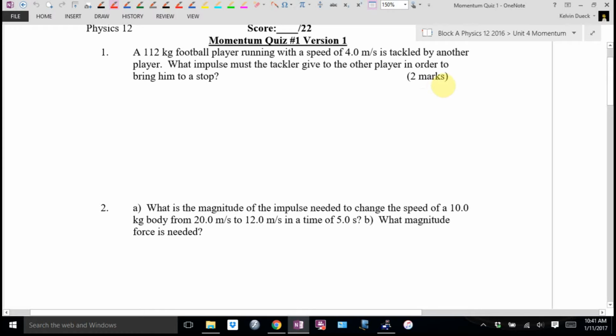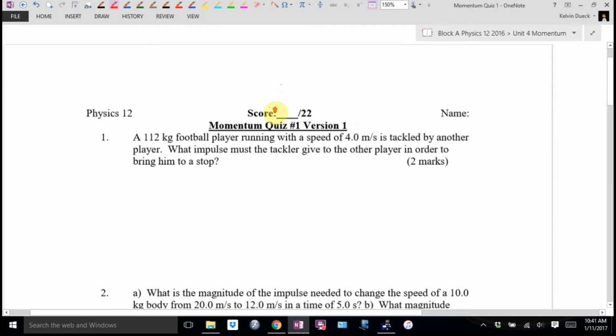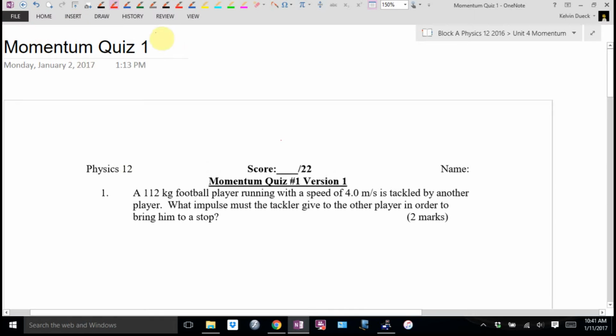So quiz number 1, this is all what we call linear momentum, all in a straight line. We'll add answers to the title. Oh, we have to have my favorite student, good old Anne.